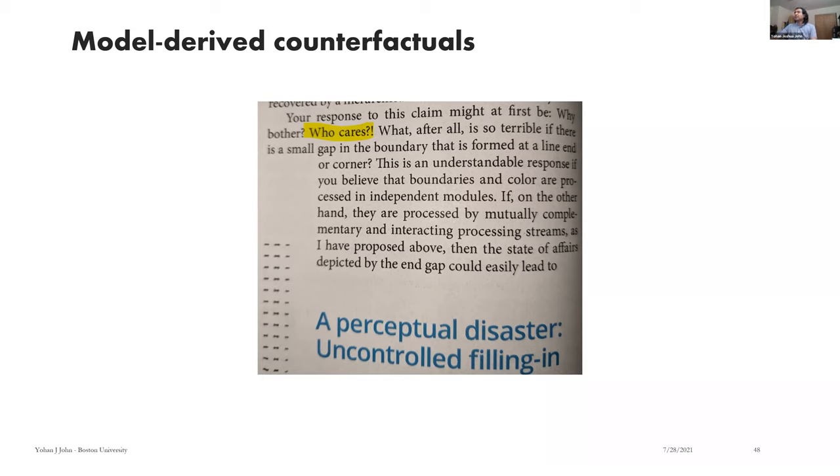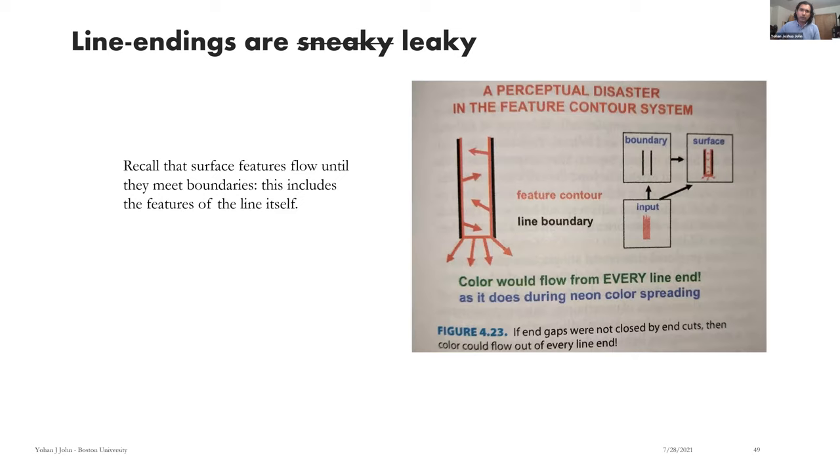This is related to this point that who cares about all this? Well, Steve derives all these model-derived counterfactuals, one of which maybe we'll talk about next time because it's more to do with features. But if you don't have a well sort of capped line, because the line has a thickness, that feature can actually spread in all directions. So some of the illusions actually make use of some of these possibilities. We'll maybe talk about that later.